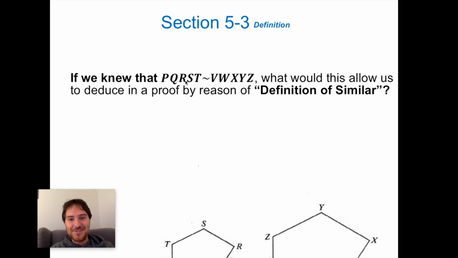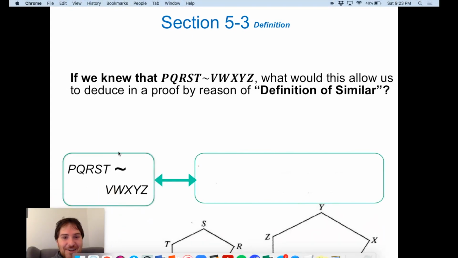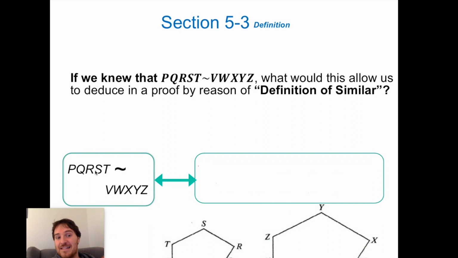So, definition of similar. Okay, so if we have this as our diagram, I want to make sure you know how to do this. So if it's given to me that pentagon PQRST is similar to VWXYZ in a proof, things will follow from that, right? From the definition you wrote down. How can I use it tactfully to jump to some conclusions I can make, right?